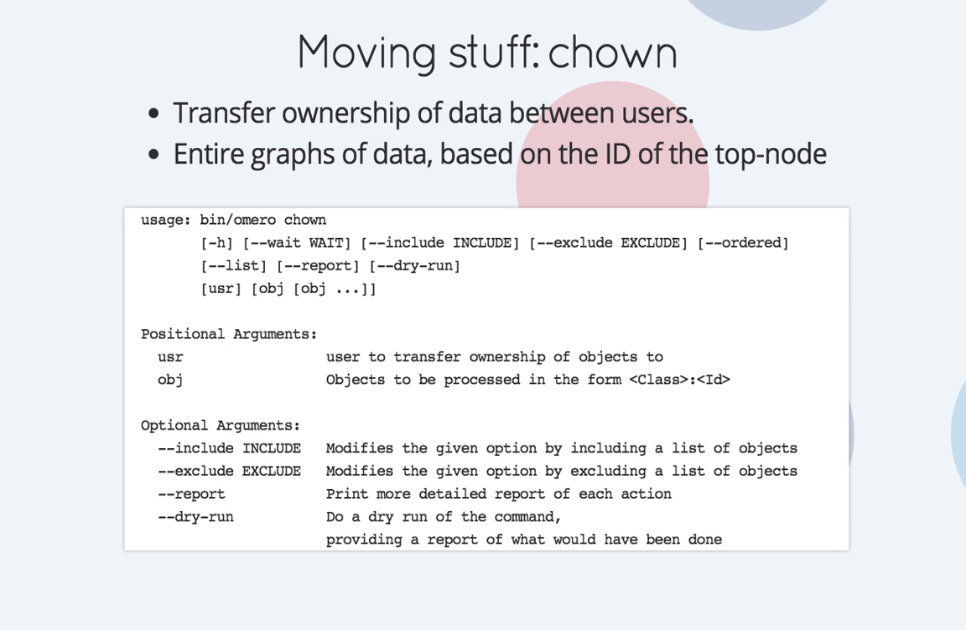Changing ownership. This transfers ownership of data between users. Again, it's the entire graphs of data. Here there are some restrictions. An admin user can transfer ownership from anyone to anyone. A group owner can only transfer ownership within the group. So those are the two key roles. A user themselves who isn't an owner or an admin can't transfer ownership. They can't just give their data to someone else. They need to get a group owner or an admin to move the data for them. Again, things can be included or excluded.